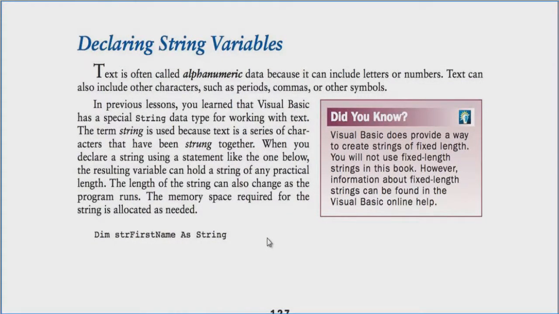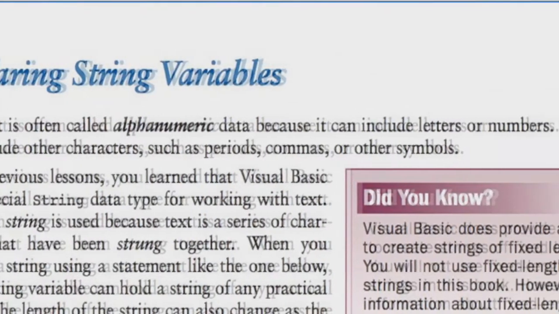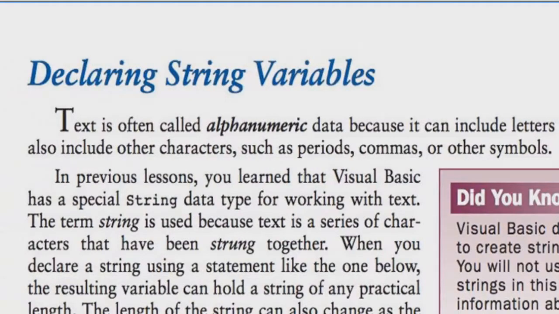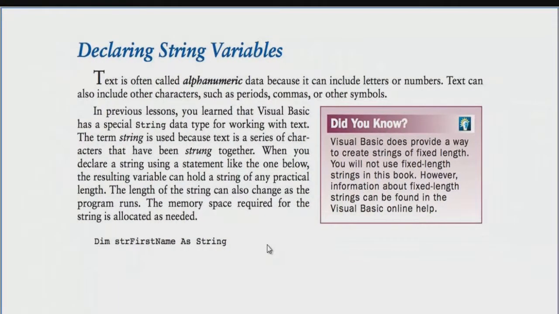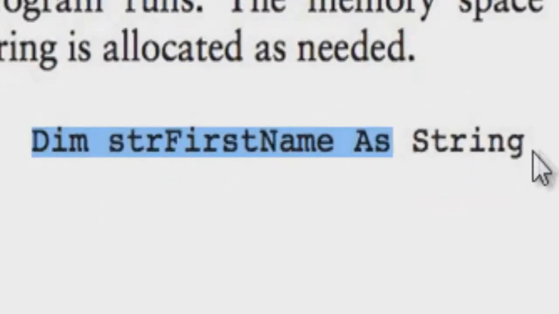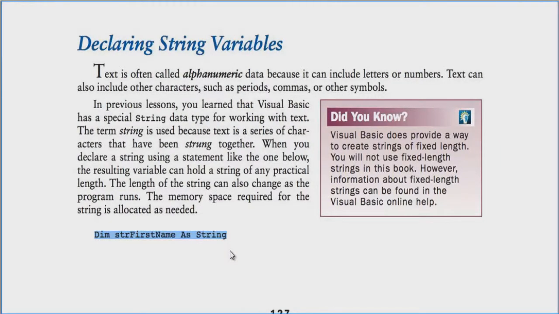Today, the first idea is how to declare string variables. Firstly, text is often called alphanumeric data because it can include letters or numbers. Text can also include characters such as a period, comma, or other symbol. As an example, we can say str first name as string, and we notice that str is the prefix of the string variable, and it's recommended to use prefixes.